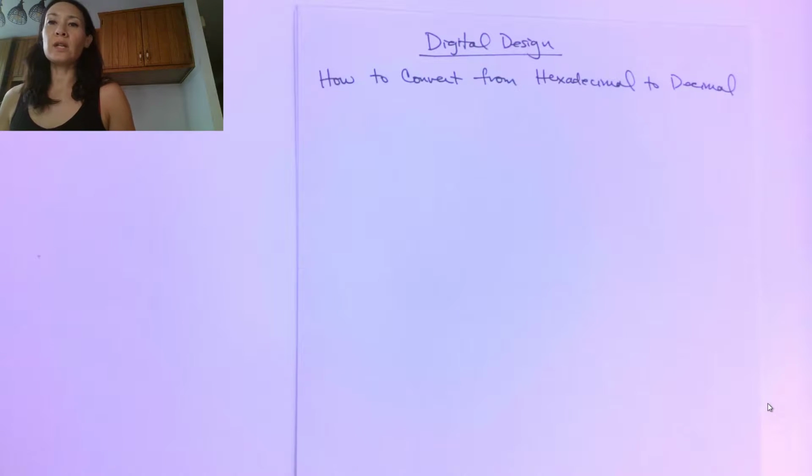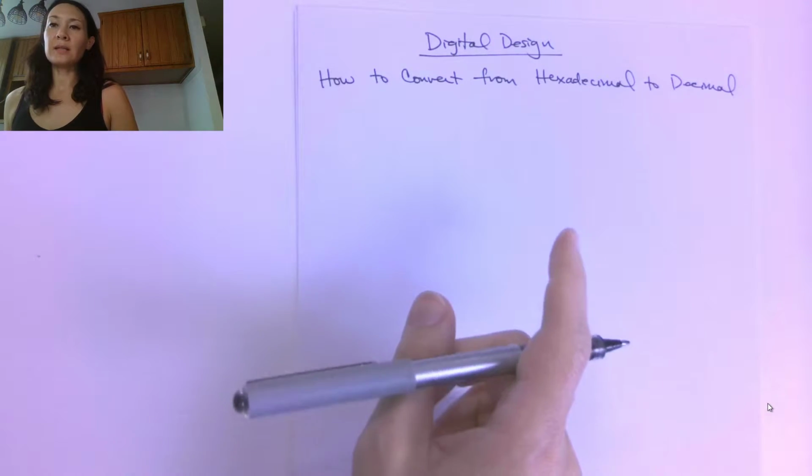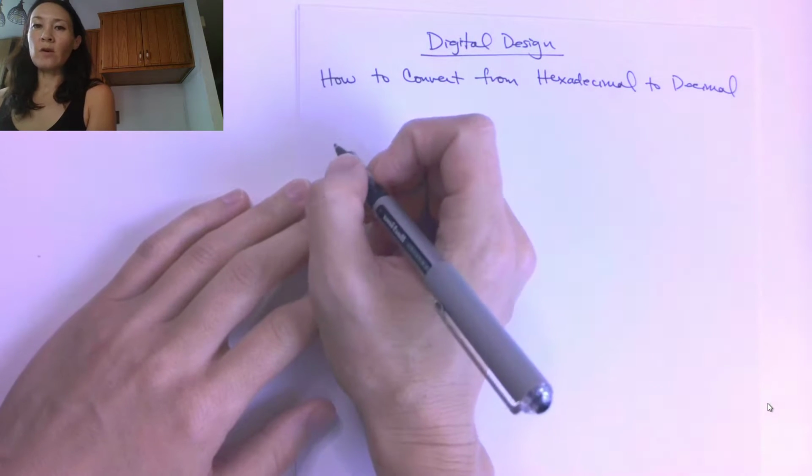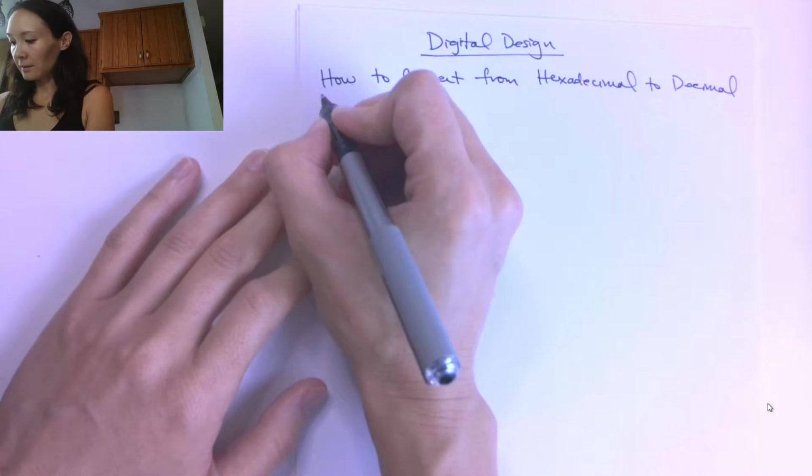We saw in the previous video how to convert from octal to decimal. Now let's use that same multiplication algorithm to convert between hex, so a base 16 number, to decimal, a base 10. So here's the formula. Suppose we have a hex number.